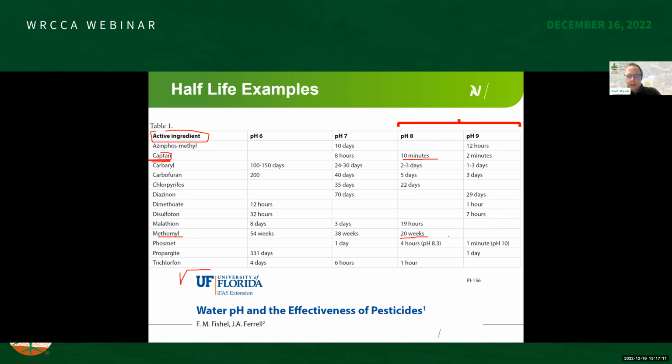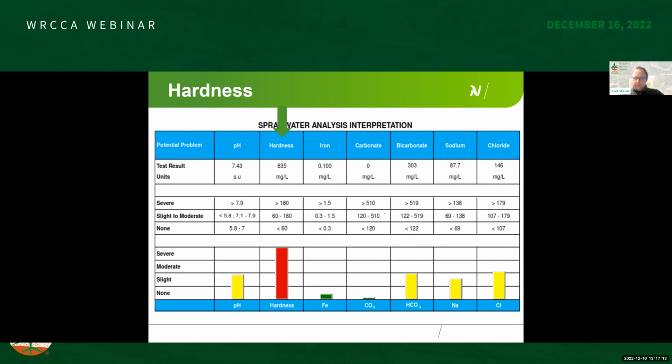Okay, we'll move on. Let's go on to hardness. And here, my real life water report. Some of you in the audience might actually recognize these properties and be able to pinpoint where we got this from. But here's water hardness. And here I have a test result of 835. And here, probably most importantly, is the interpretation. What does it mean? So if you're above 180 milligrams per liter, you have a severe hardness issue. And of course, you look at our chart here, the big red bar, severe issue. Hardness in this water is a big challenge.